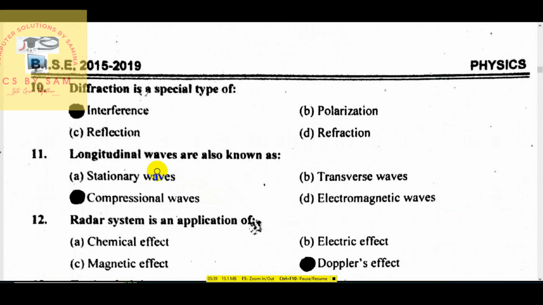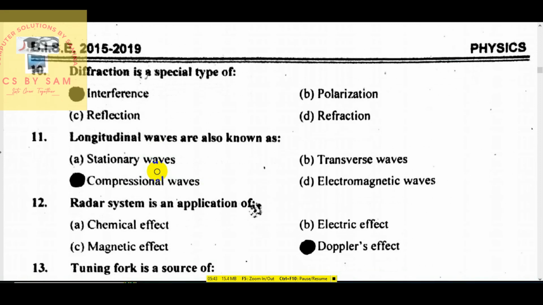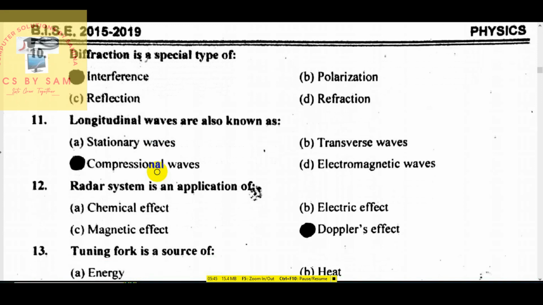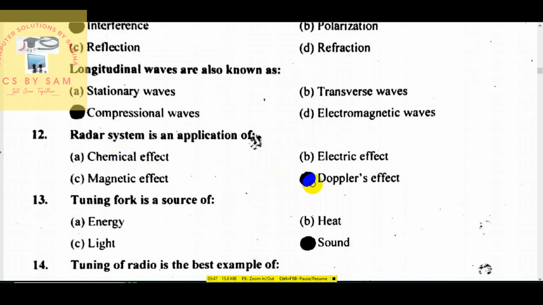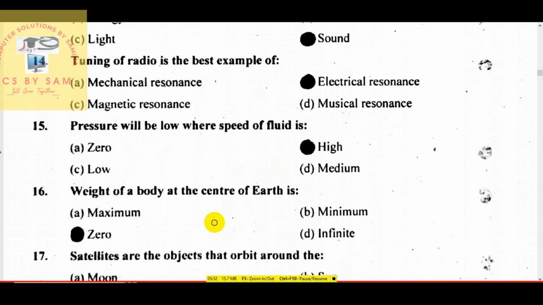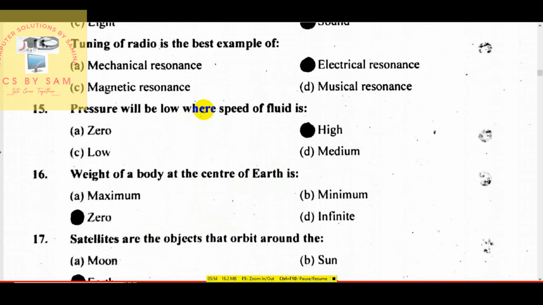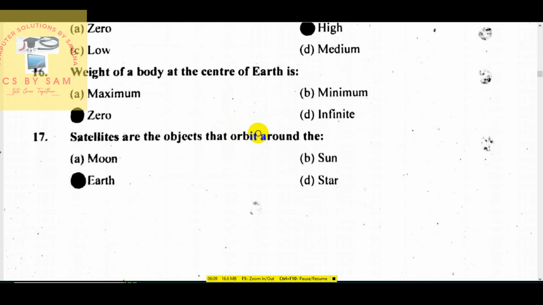The diffraction is a special type of interference. Longitudinal waves are also known as compressional waves. Radar system is an application of Doppler's effect. Tuning fork is the source of sound. Next है जी, tuning of the radio is the best example of electrical resonance. Number 15, pressure will be low where speed of fluid is high. Number 16, weight of the body at the center of the earth is 0.